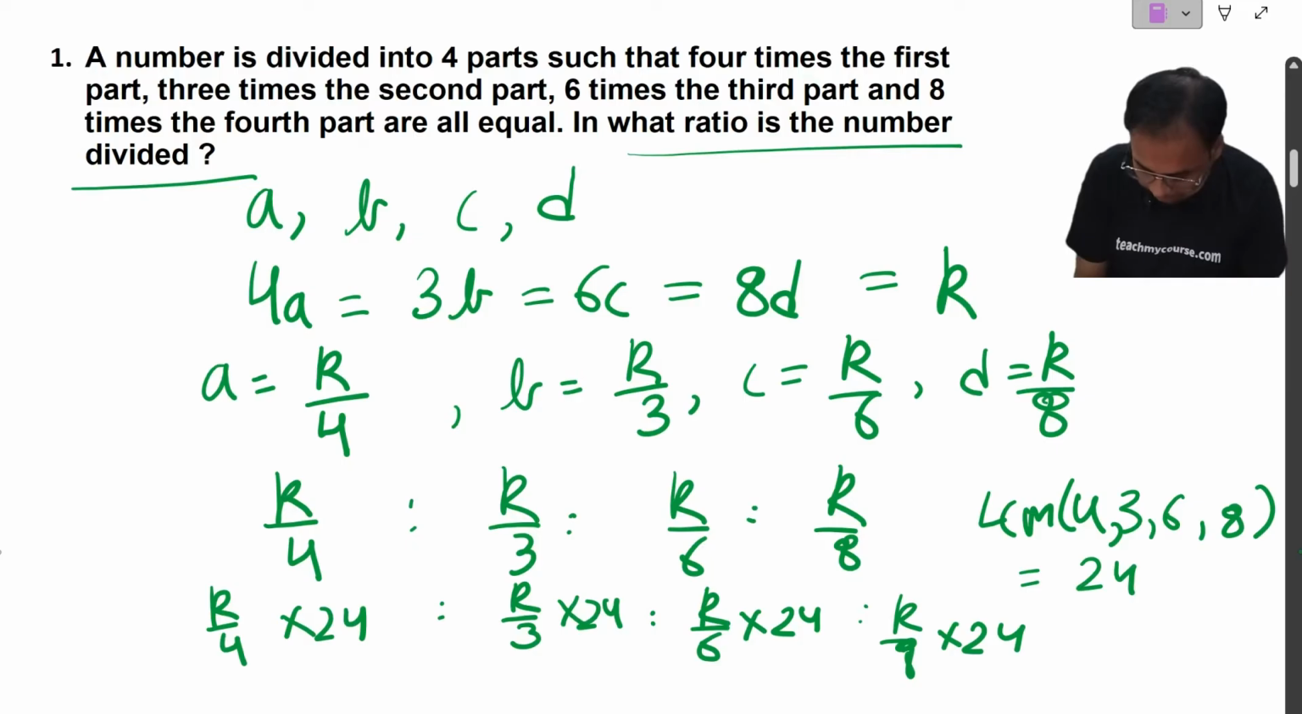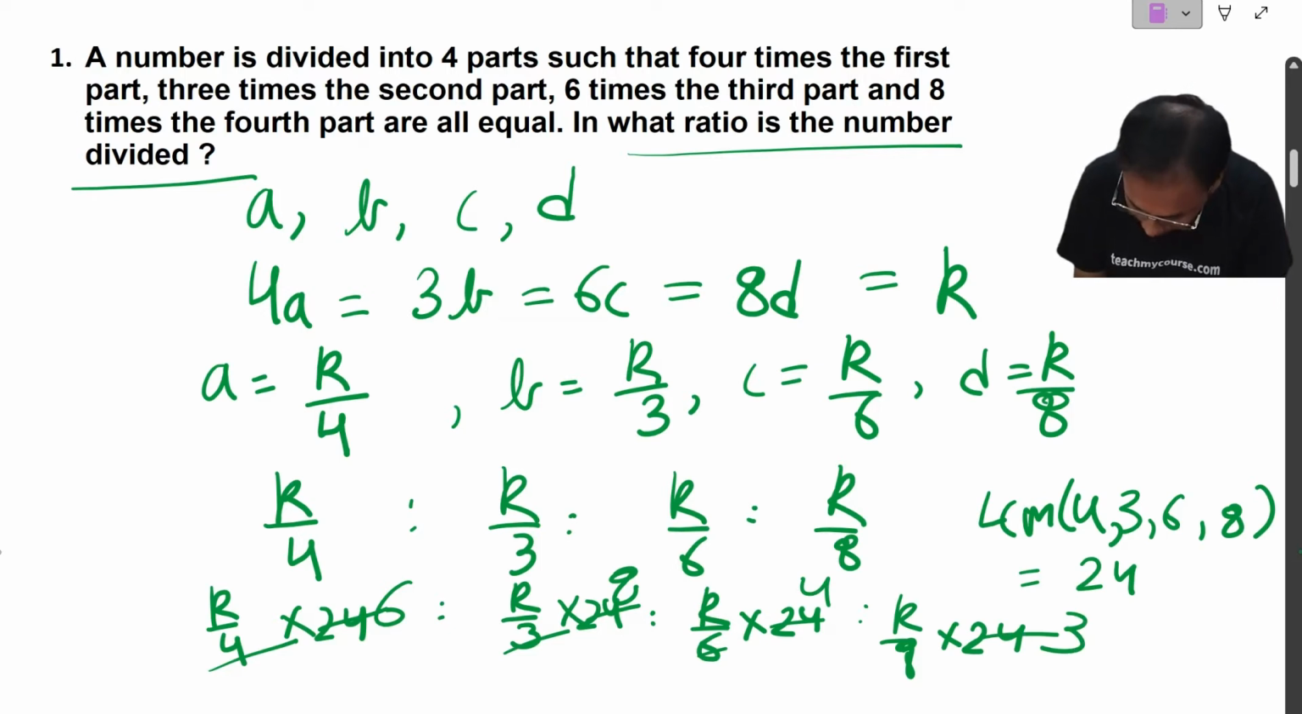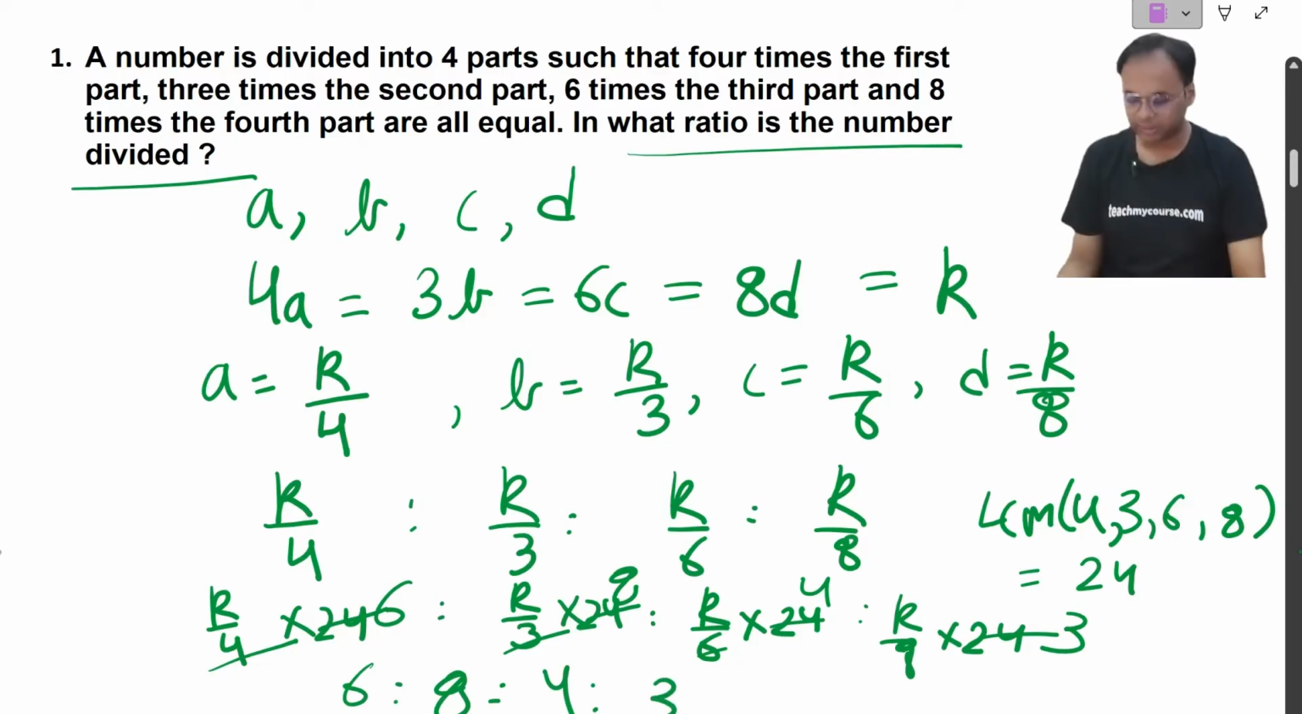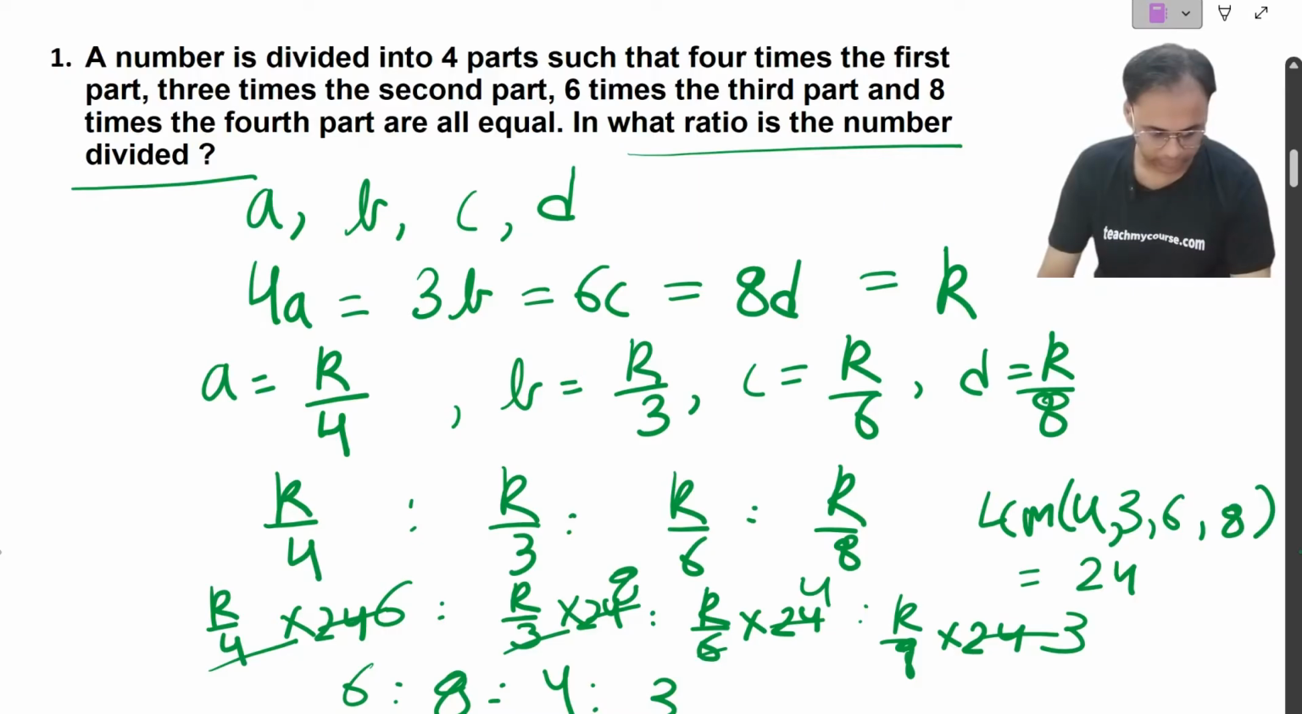So the ratio is actually 6 is to 8 is to 4 is to 3. That is the answer in which the number is divided. I hope you know why we multiplied the ratios with 24, because this is the LCM of all the denominators and we have to convert this ratio into numerator form. So this is the answer.